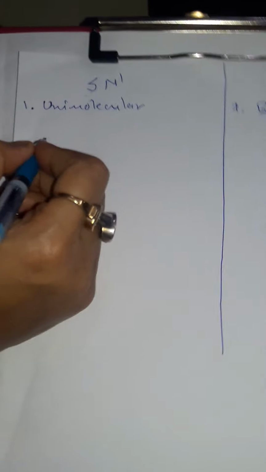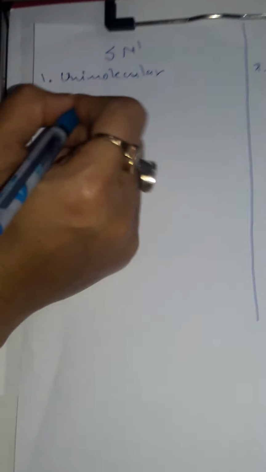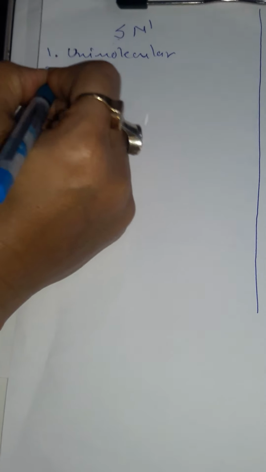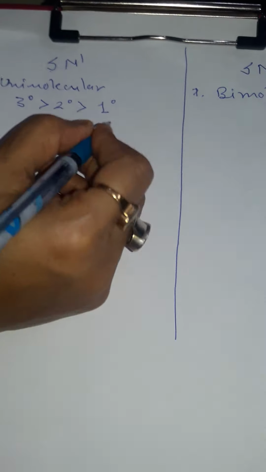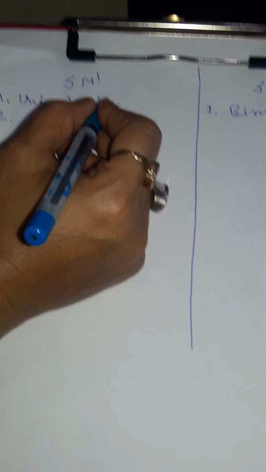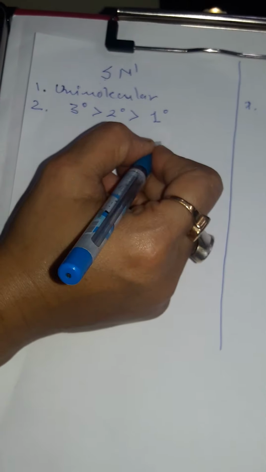The order of reactivity of the carbon atom in the SN1 case is through the carbocation. 3 degree carbocation is more stable than 2 degree, and 2 degree is more stable than 1 degree. This means 3 degree carbocation is more reactive towards SN1 than 2 degree, than 1 degree.